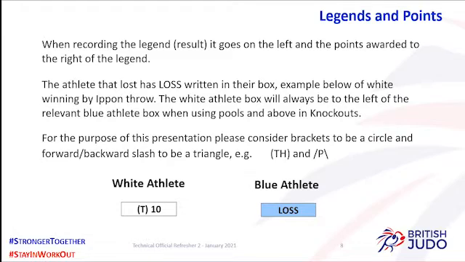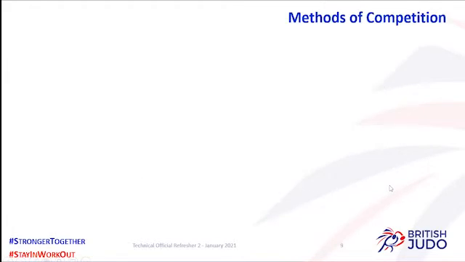There's your example, and that's how it would appear in your pool sheet. You would always have the white athlete on the left of the corresponding blue for that particular match. And in this particular match, the white athlete, these brackets are a circle, just to remind you again, throw for Ippon, scoring 10 points, and therefore the blue player is the loser. So they have loss written in their box. So, two things there to just ascertain who is the winner.